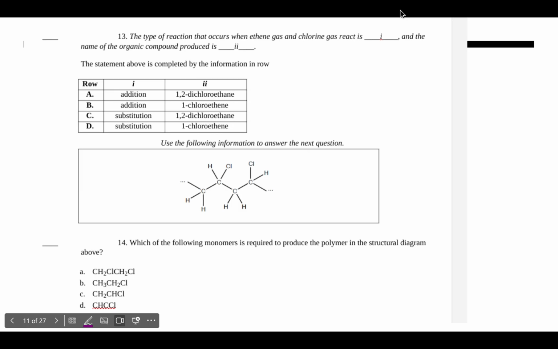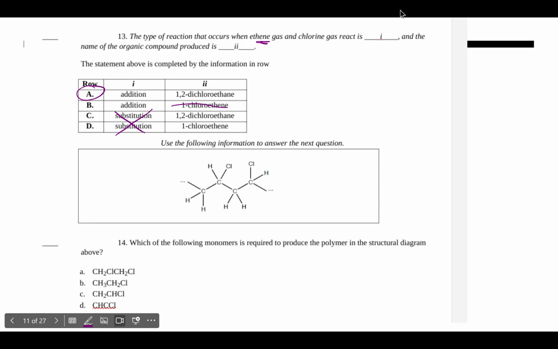Okay, moving on, this type of reaction occurs when ethene gas and chlorine gas react, and the name of the compound is. So this one gets a little bit confusing, but because you have ethene gas, you are breaking a double bond. If you're breaking a double bond, that is going to be addition, not substitution. And if you break a double bond, that means two of your carbons can bond to something else. So this one is implying just one, so it has to be A.